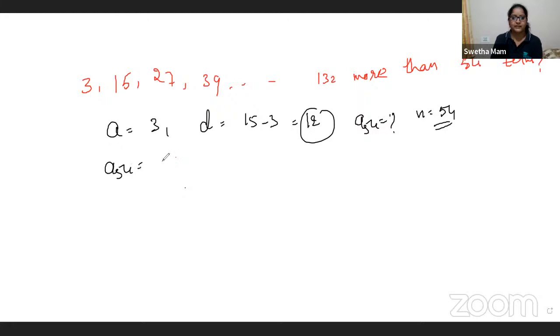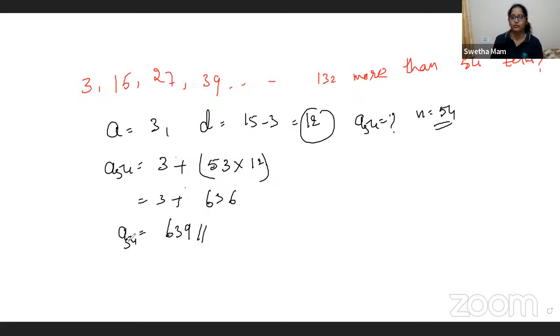I will write directly a plus n minus 1 into d. n is 54, n minus 1 into d, d is 12. That is equal to 3 plus 53 into 12, that is 636. That is equal to 639. What is 639? It is A54.